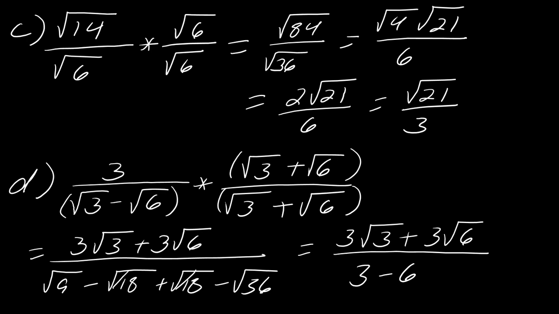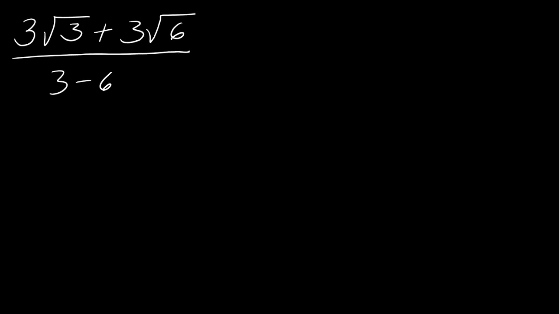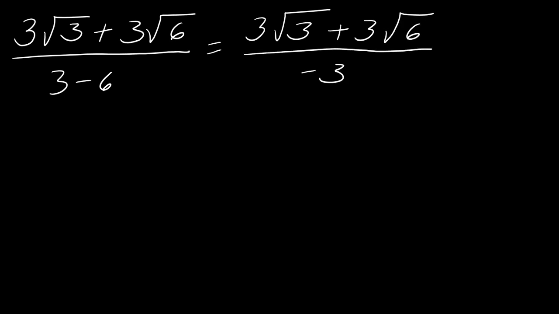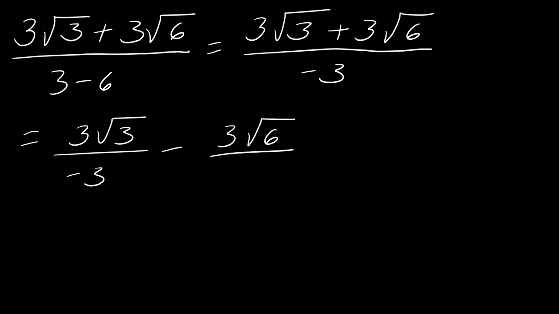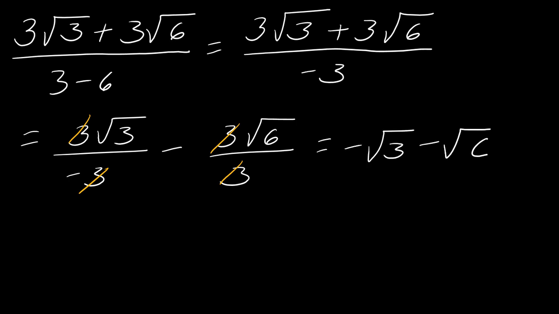So actually I could use a little more space here, so I'll make some space. Okay, so this is going to equal 3 times the square root of 3 plus 3 times the square root of 6, all of this over negative 3. So now I actually want to break this into 2 separate fractions. So this is going to be 3 square root of 3 over negative 3 minus 3 square root of 6 over 3. The reason that I did that is I just wanted you to see that these 3s will all cancel out. So what I'm left with is negative square root of 3 minus square root of 6. So that would be the final answer in that case.